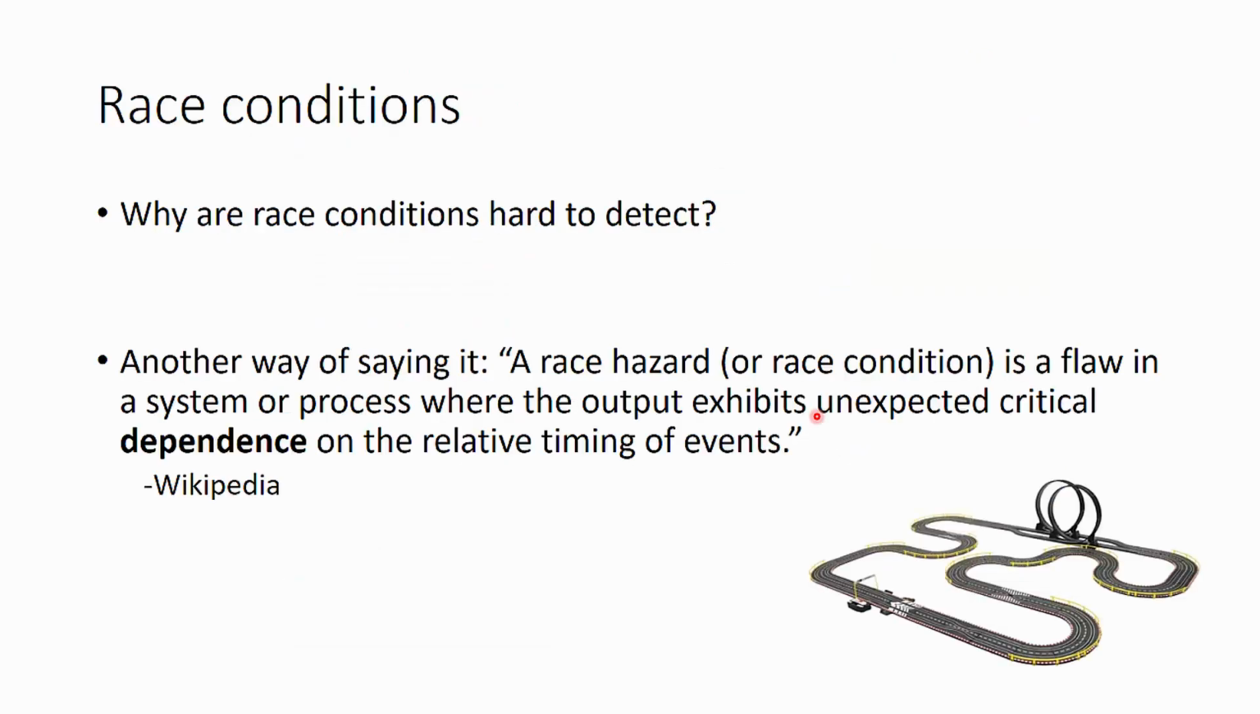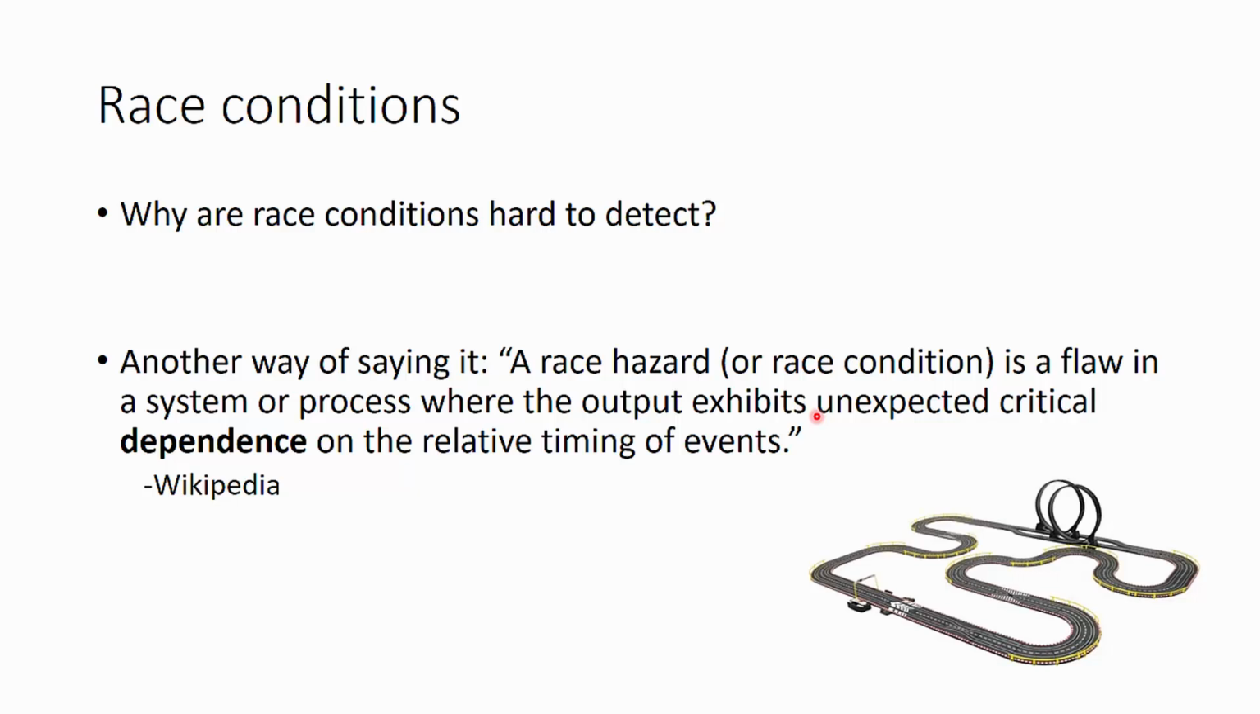So why are these race conditions so hard to detect? In one sense, there might be only a very special set of circumstances that has to occur for that race condition to rear its ugly head. You may not see that race condition very often because the programmers have tested what they thought was all the possible situations where something could go wrong.